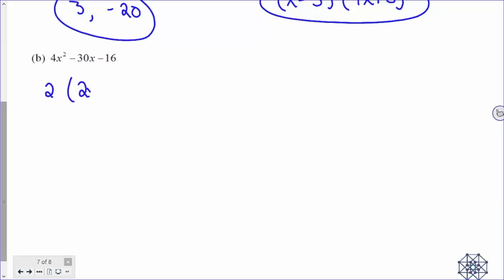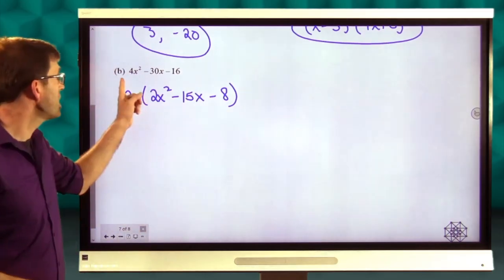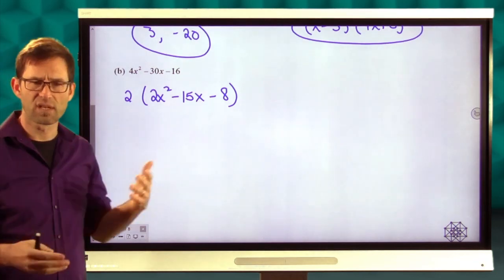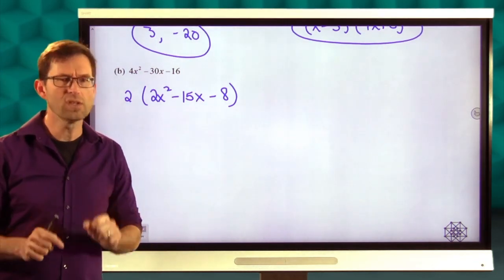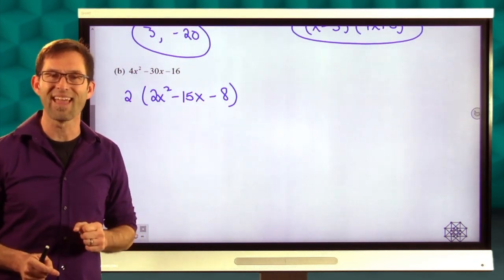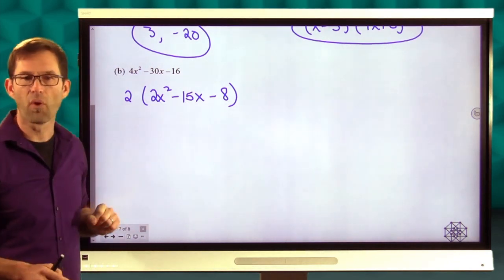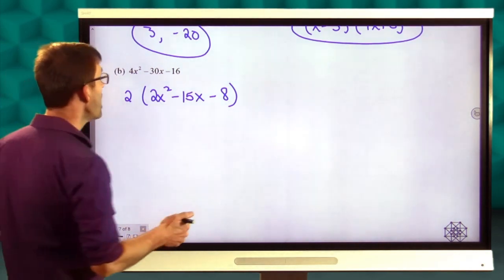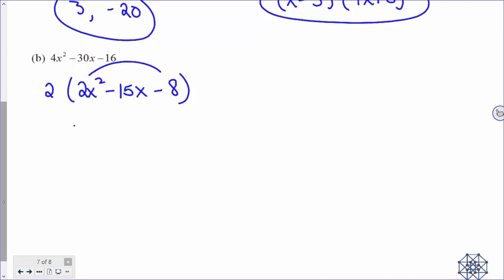And when I do that, I'll be left with 2x squared minus 15x minus 8. Now again, you could begin by just doing 4 times negative 16, etc., but there'll be a GCF in there that you'll have to catch at the end. I always think it's easier to pull it out at the beginning, all right? And now I can do my product. My A times C is negative 16, and my B is negative 15, okay?